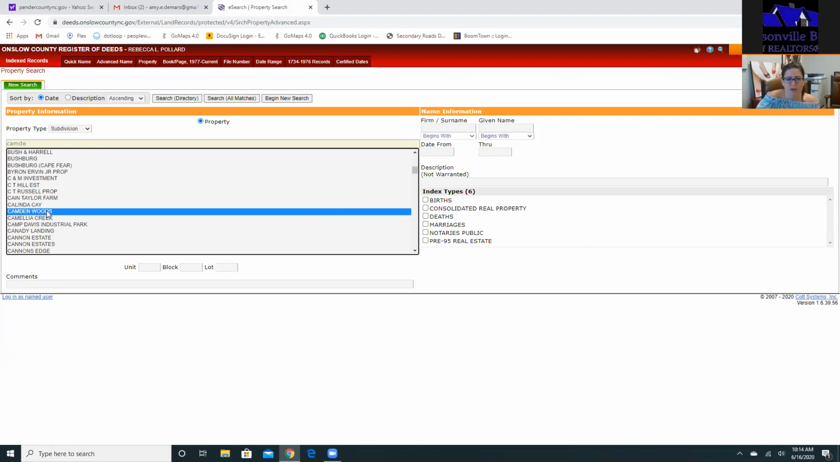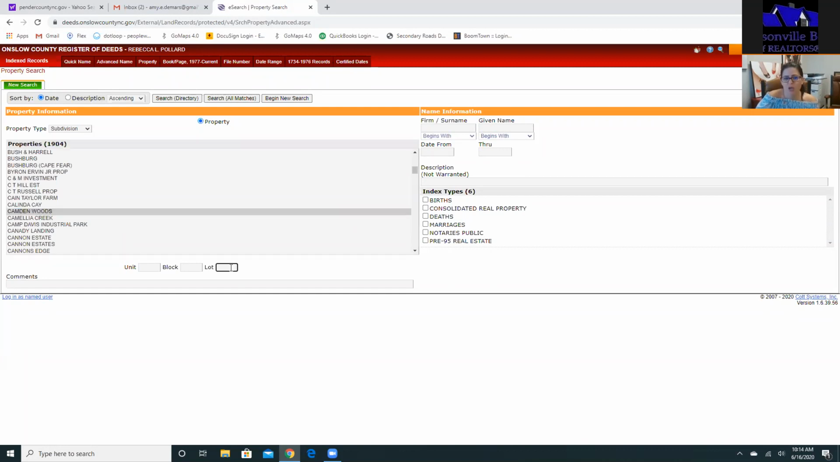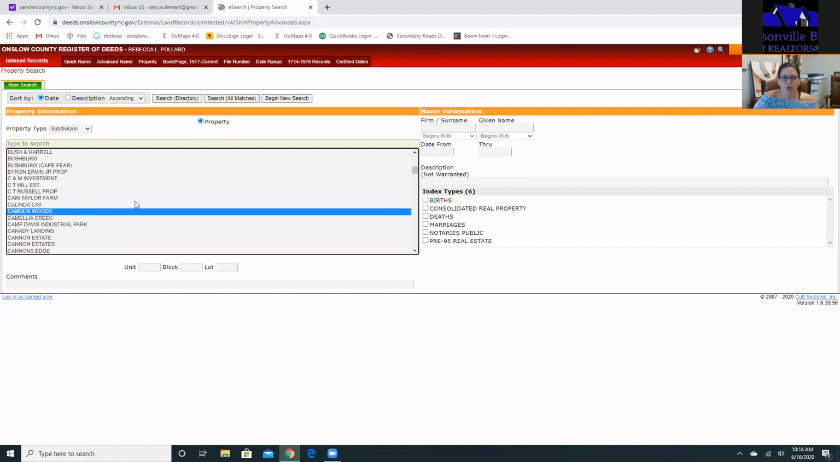If you are looking for a specific lot number, like if you were actually looking for a deed or something that you knew the specific lot number for within Camden Woods, you could go ahead and type like 14 or whatever in here and that should pop up. But if we're just looking for everything on Camden Woods, then we just click search all matches.